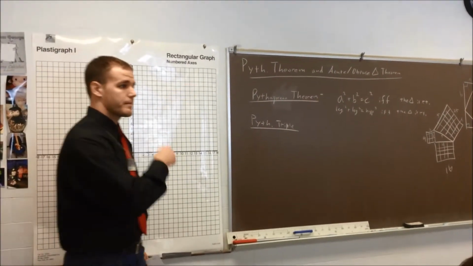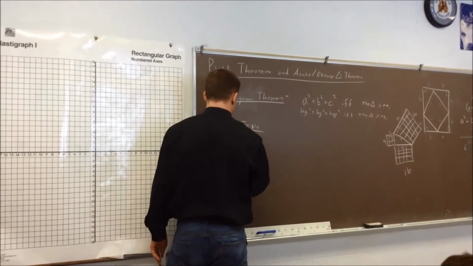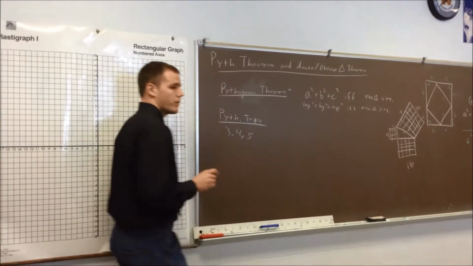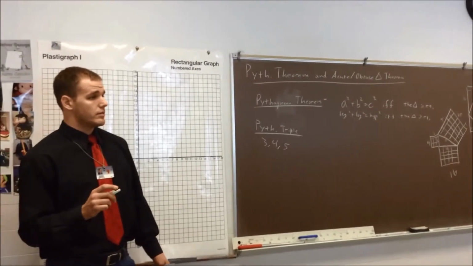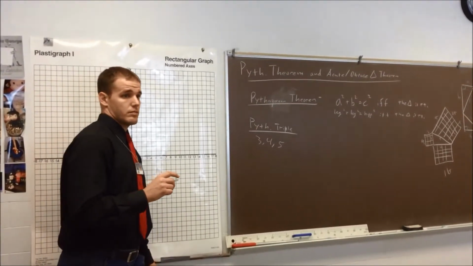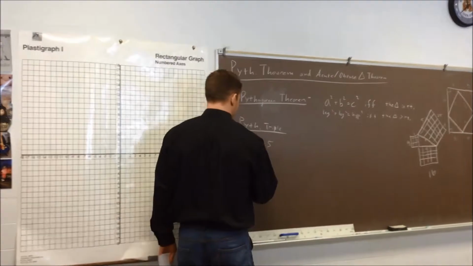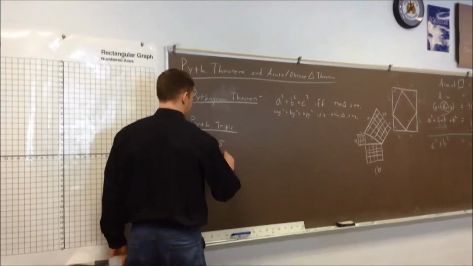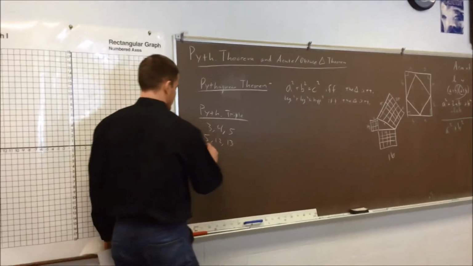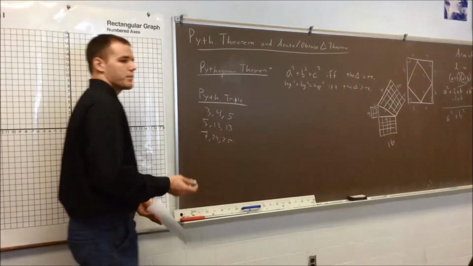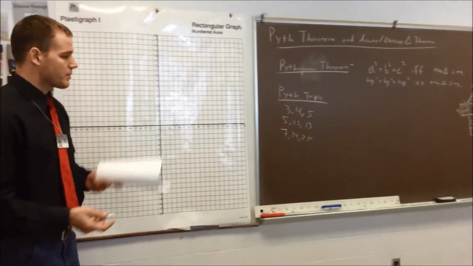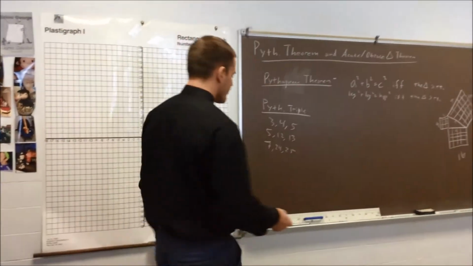No one offhand? Yes, ma'am. 3, 4, 5. Good. Anybody know any others? 5, 12, 13. 7, 24, 25. There's an infinite number of Pythagorean triples. These are just some of the common smaller ones.